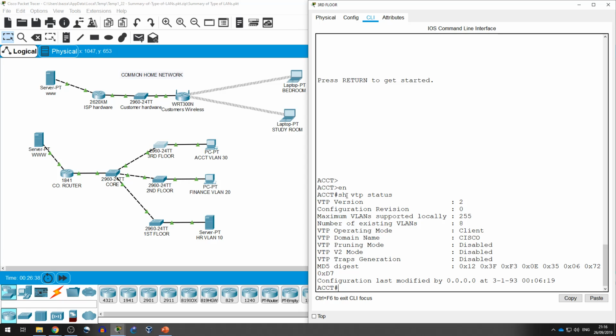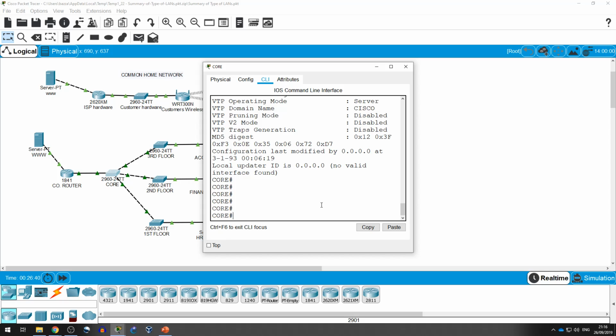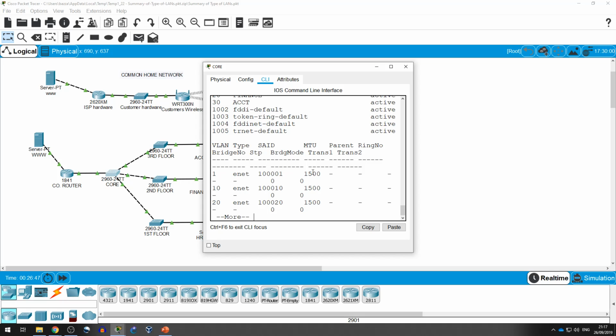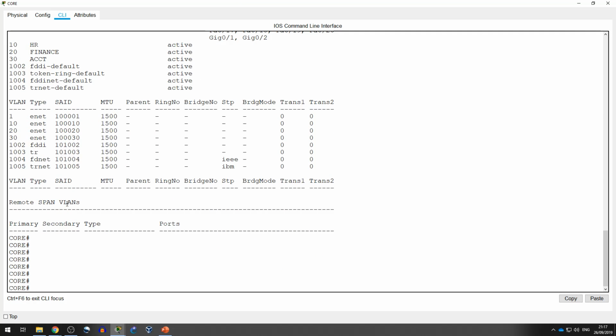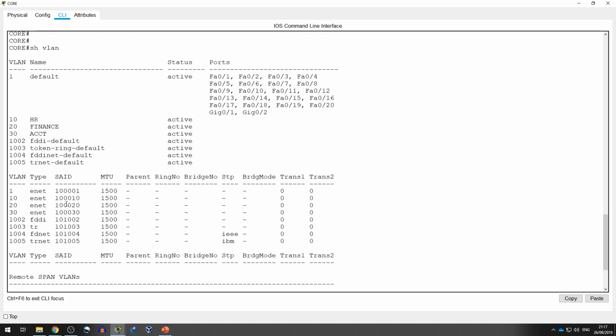So let's go back to the core. We've also got show VLANs. Well, show VLAN. Ooh, let's expand that. So, this is your VLAN status. So again, you've got VLAN 1 is configured on all of these. The only ones that may be configured differently, which we'll have a dig at in a second.